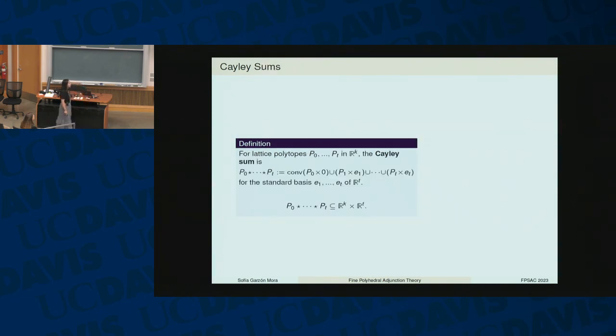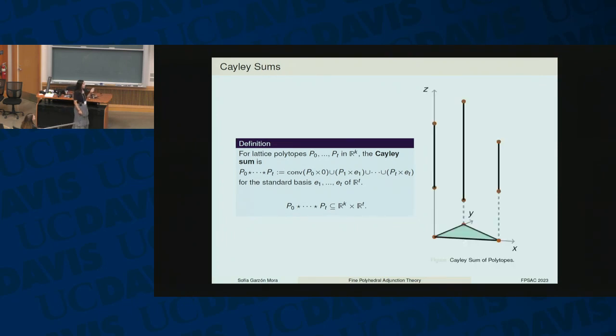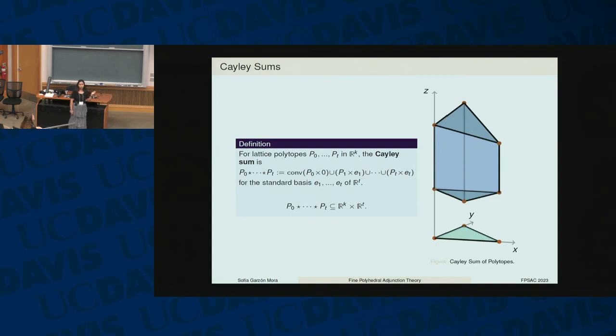So let me define now what a Cayley sum is. And this will be a Cayley polytope. What I do is I take t plus 1 polytopes in R to the k, and I locate them on the zero vector and on the standard basis vectors of R^t. So basically, this is maybe better with a picture. For example, I take P0, P1, P2, and I locate them on the zero vector, on E1, and on E2, and then I take its convex hull. So this is what a Cayley sum is. And when we say something has a Cayley decomposition, it's because it can be decomposed in this way.